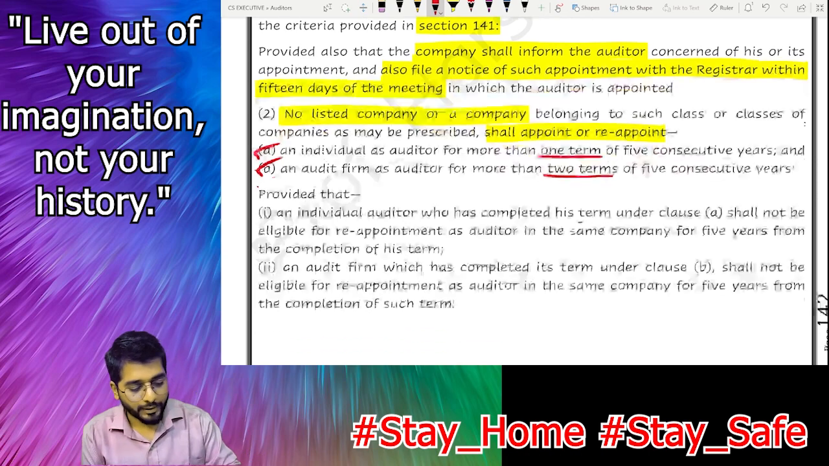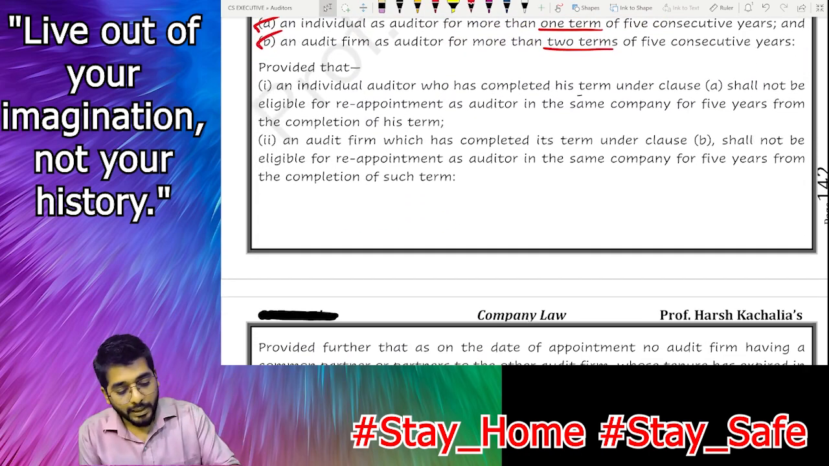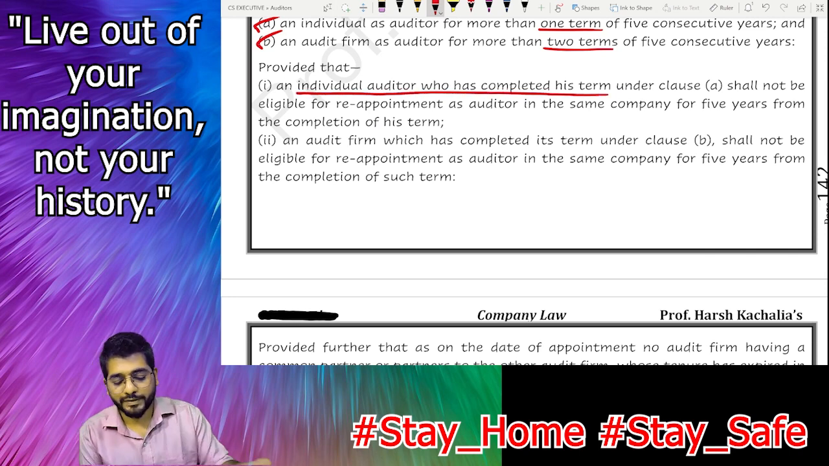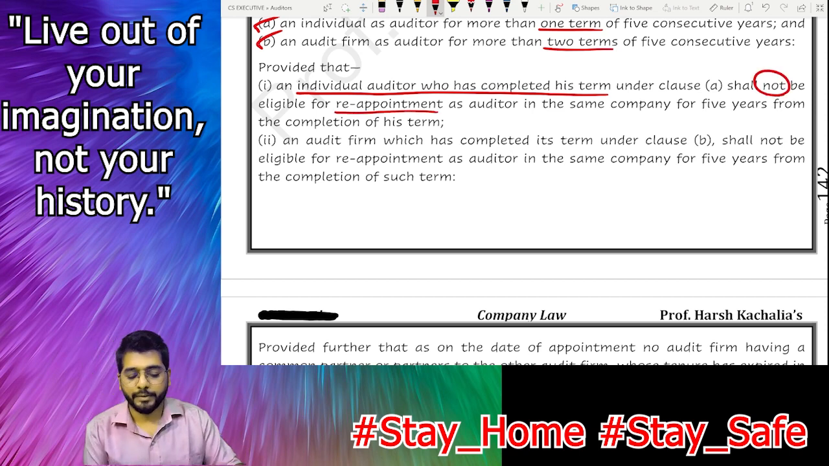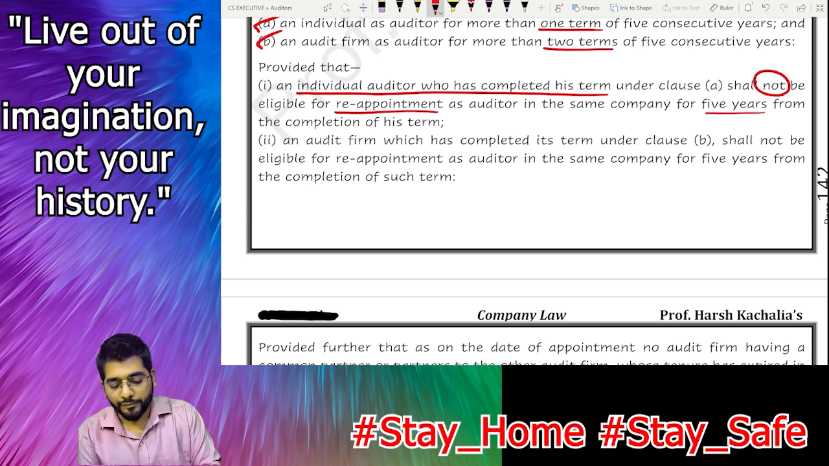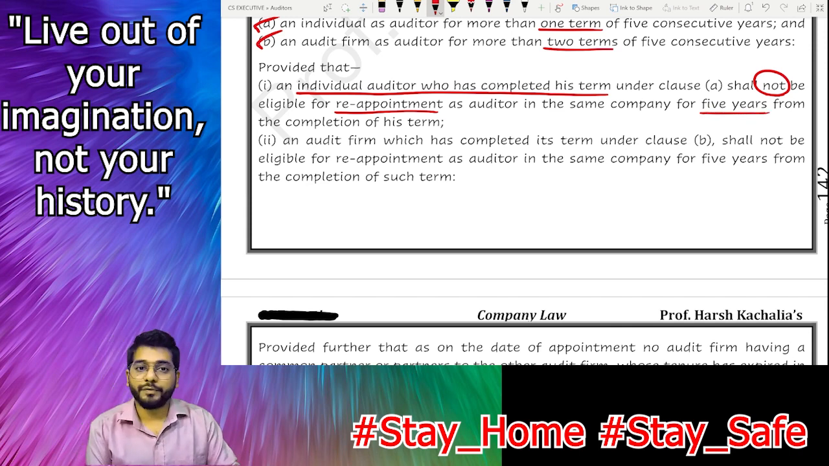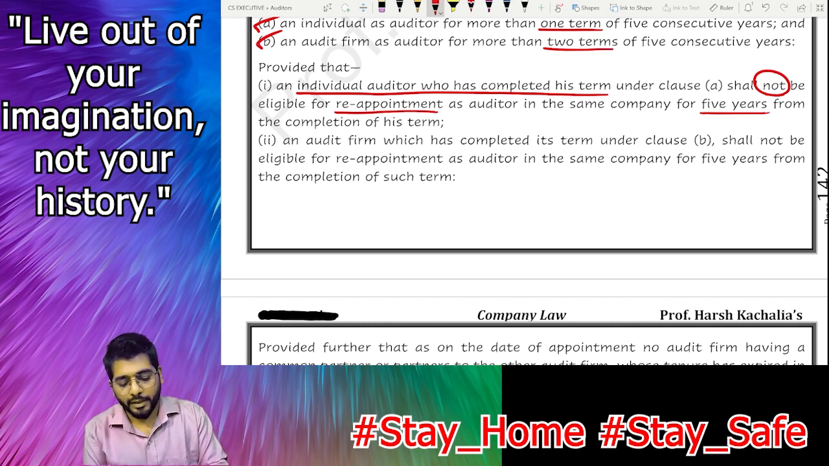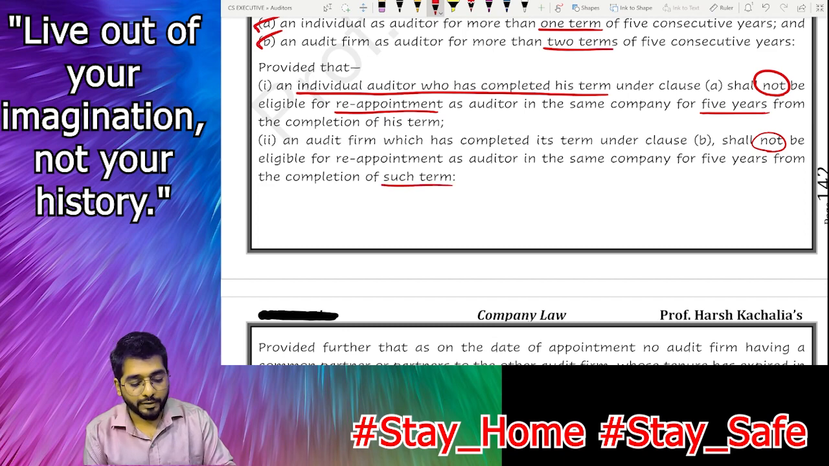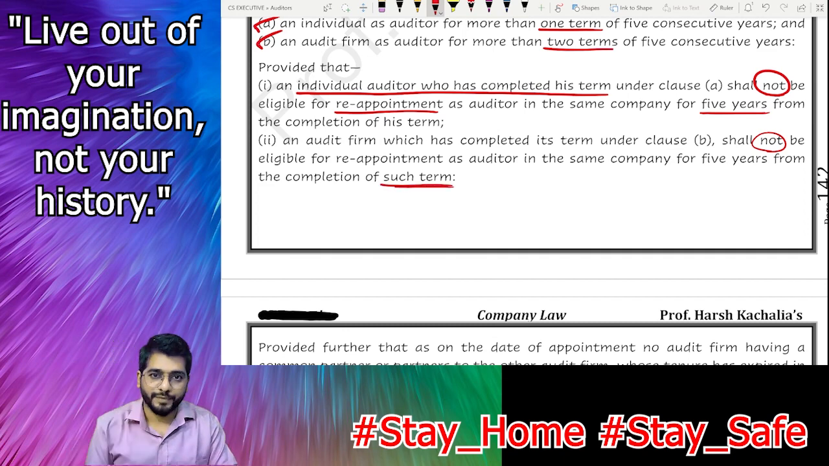Is that clear? Okay. Provided that an individual auditor who has completed his term shall not be eligible to be reappointed in the same company for 5 years more from the date of completion. So naturally your term is over. And for an audit firm, they are saying after 2 terms, right? The audit firm shall not be eligible for reappointment in the same company for 5 years from the completion of such term. Such term means 5 plus 5. Correct?